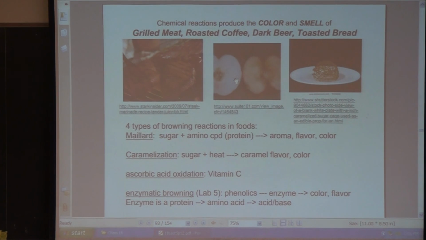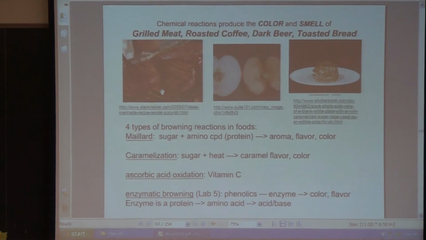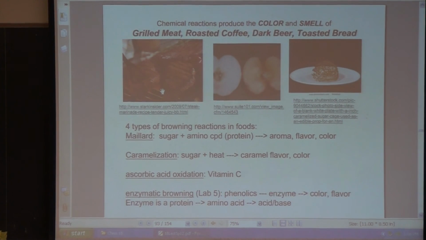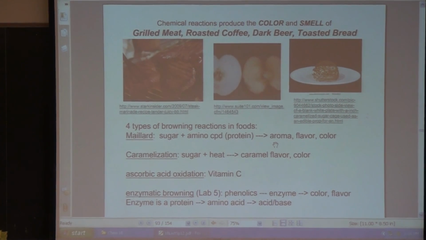So there's actually 4 types of browning reactions. One is the Maillard reaction. The Maillard reaction is what turns meat brown and gives it that smell and flavor. That's due to the reaction of sugar and an amino compound, which is either an amino acid or protein, that produces aroma, flavor, and color. So this is, at least from my mind, a very important reaction.